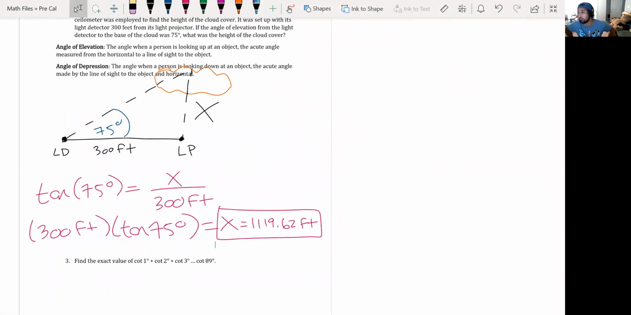Okay, so just drawing your diagram helps, unless you're given diagrams, and it's not bad. All right.